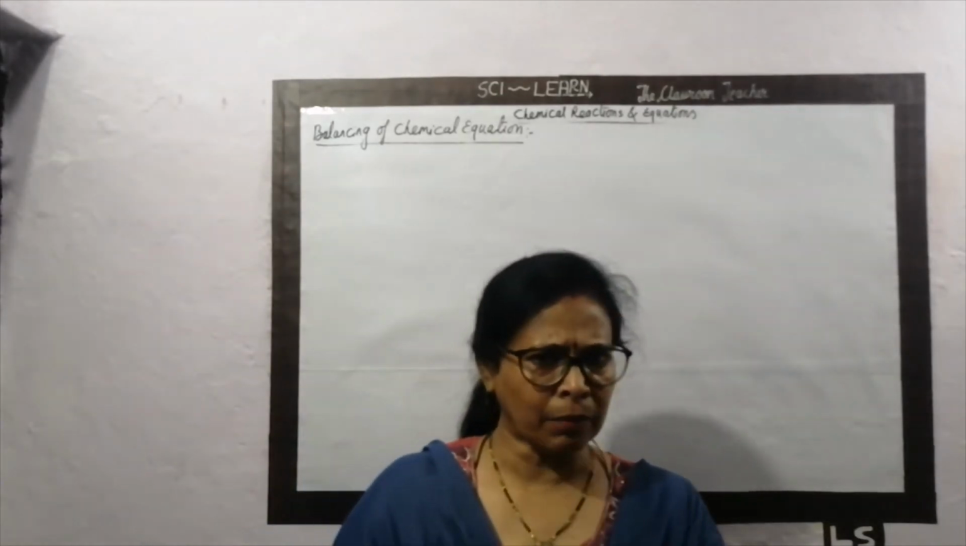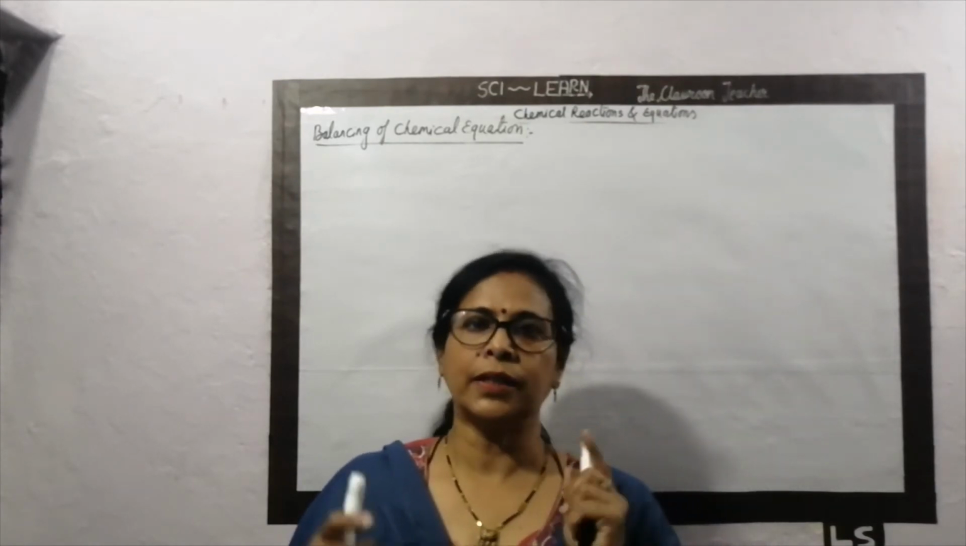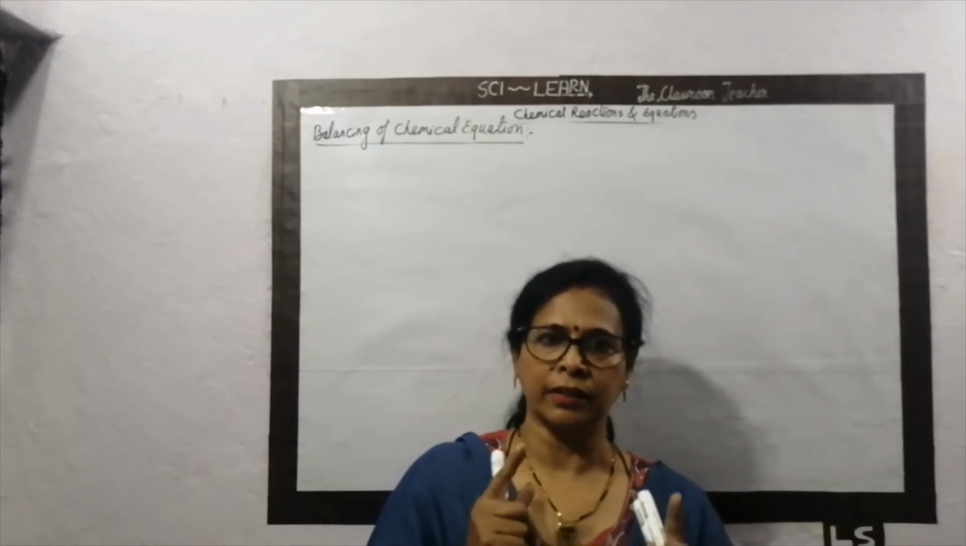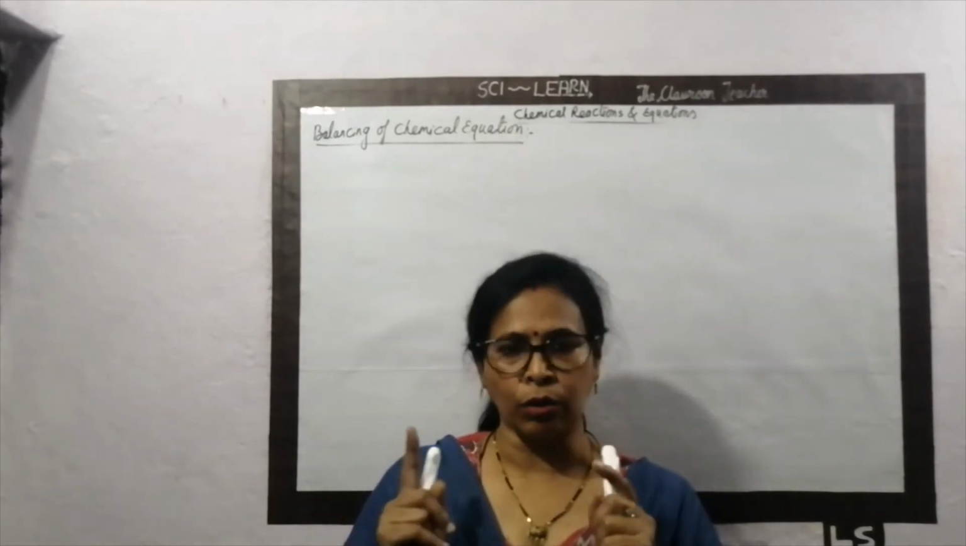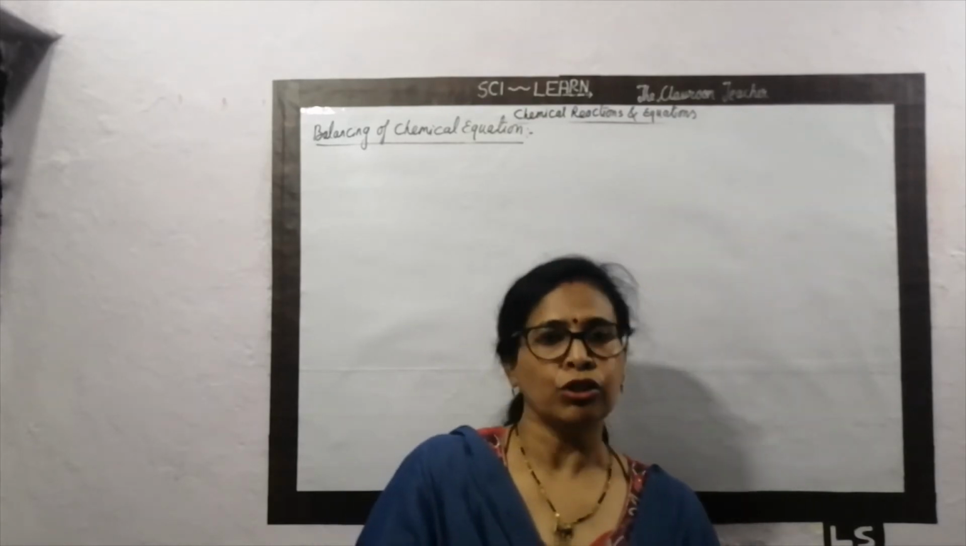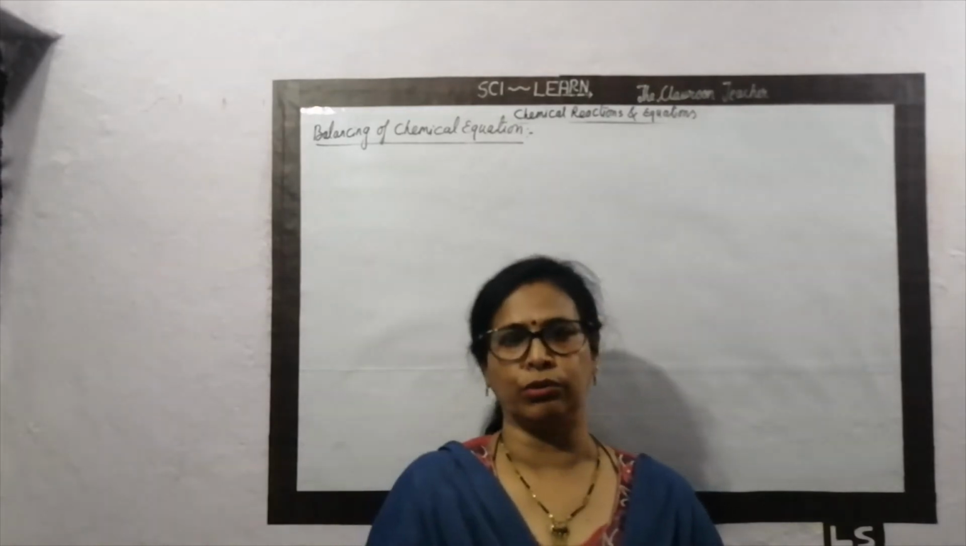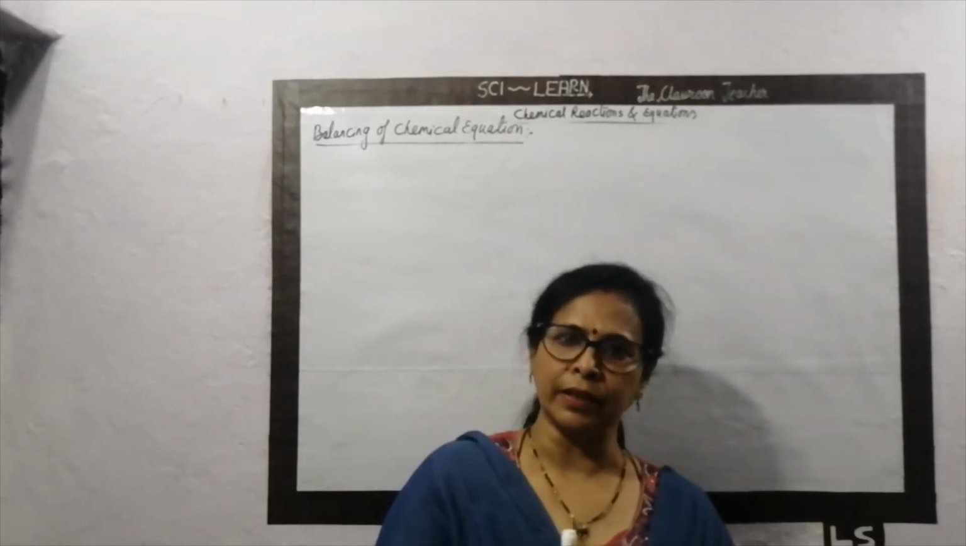Again I repeat, the balancing of chemical equation is very important because it is based on the fact that in any chemical combination, atoms can neither be created nor destroyed. So the number of atoms present in the reactants is always equal to the number of atoms present in the products.